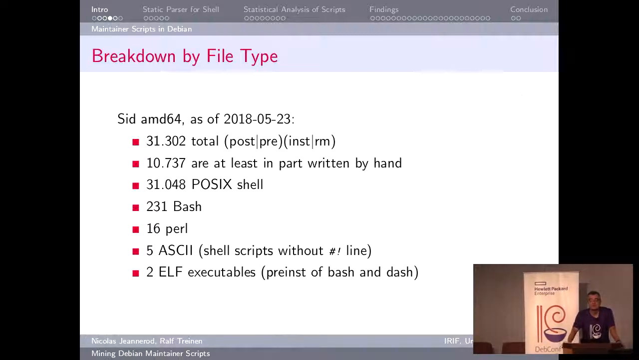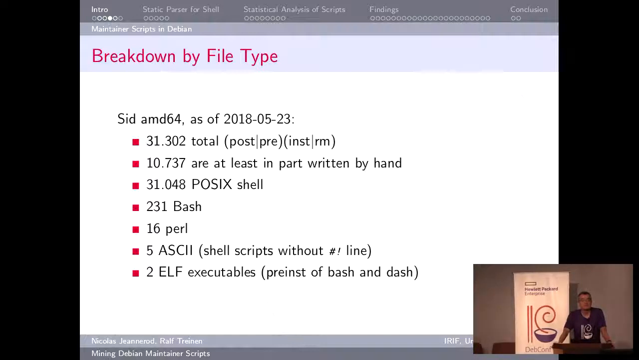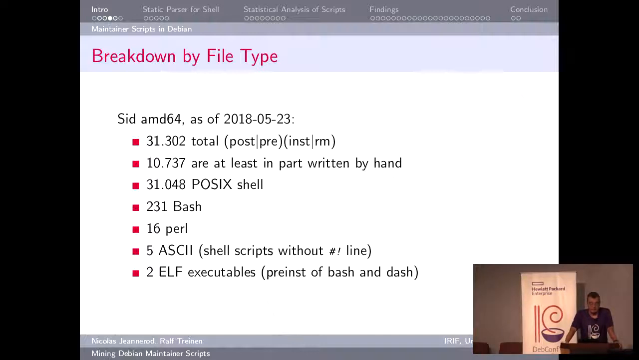of the script which has been written by hand, so which has not been inserted by some of the debhelper stuff. And by the way, we did some similar stuff, more basic analysis, some 10 years ago in the Mancoosi project, and there we obtained similar figures about the portion of maintainer scripts which are partially written by hand. So apparently this doesn't move too much over time. So about 10,000 scripts are at least partially written by hand, which means they potentially contain bugs and contain errors.